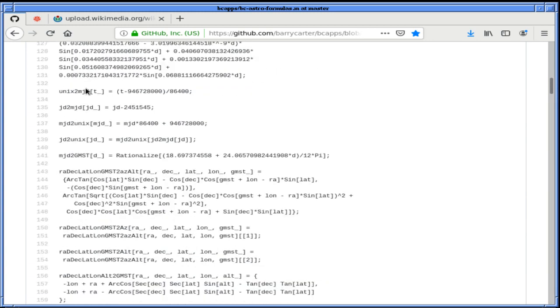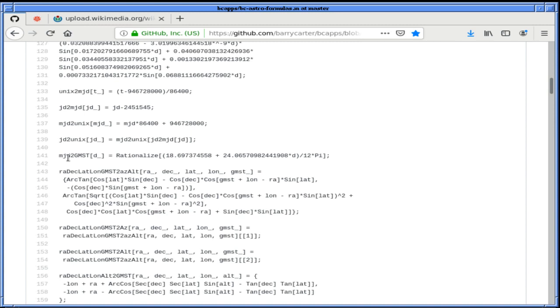So Unix to MJD, and again, these are all very simple computations. If you know the Unix time and you want the modified Julian date, you subtract the number of seconds to 2000 and divide by the number of seconds in a day. JD to MJD day, again, these are very simple functions. This is not a really simple function, and this is actually a problematic function that we need to look at, because it's not going to work in JavaScript the way I've written it right now.